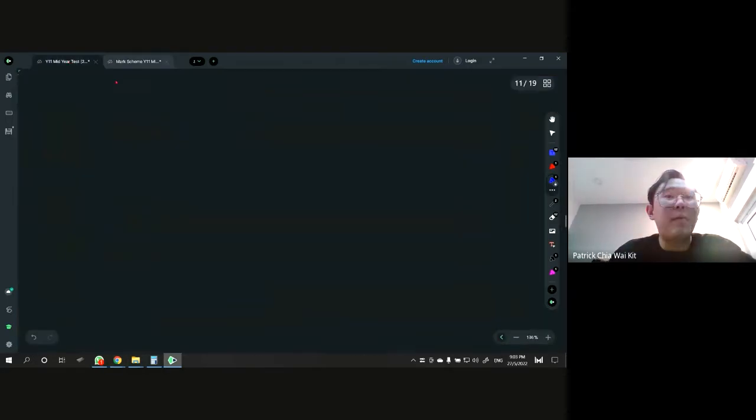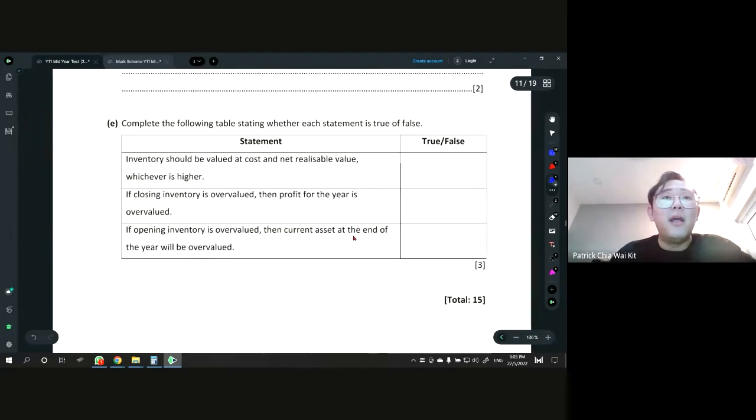Okay, next one, let's go to the next question. Complete the following table stating whether it's true or false. Let's look at the statement: inventory should be valued at cost and net realizable value, whichever is higher. Is it higher? No, not higher. So this is a false statement. We have to look at the lower, it's supposed to be lower.